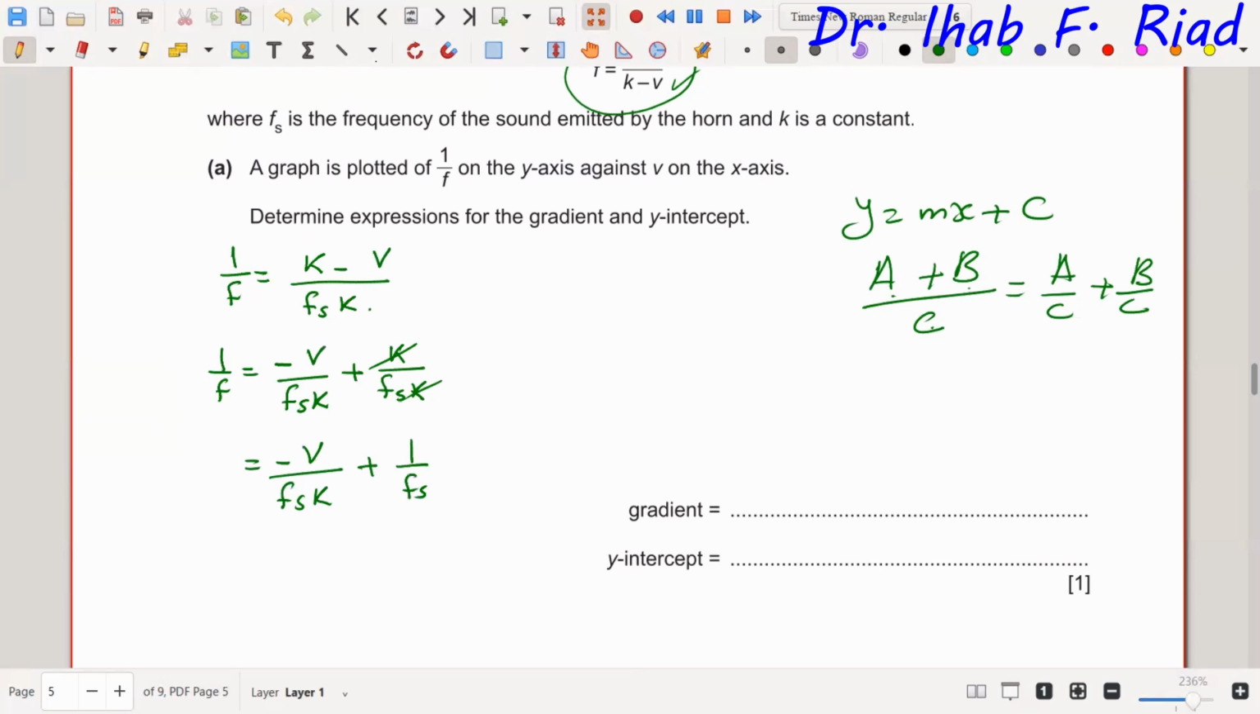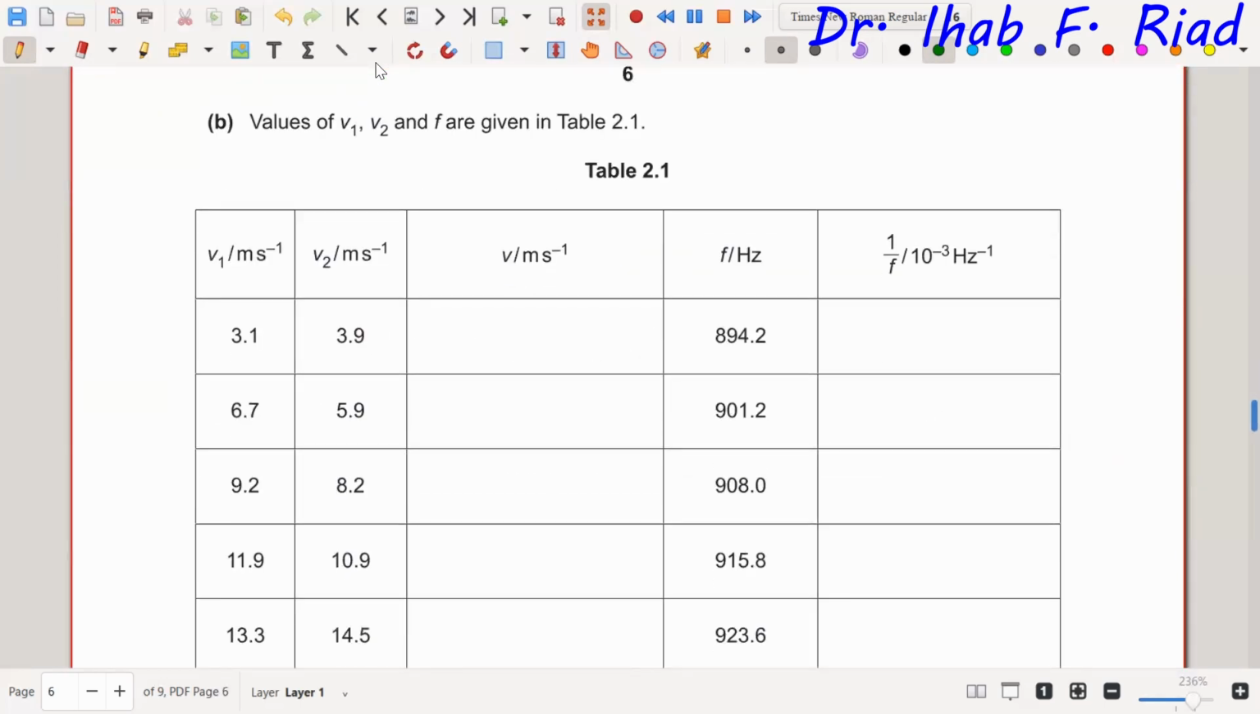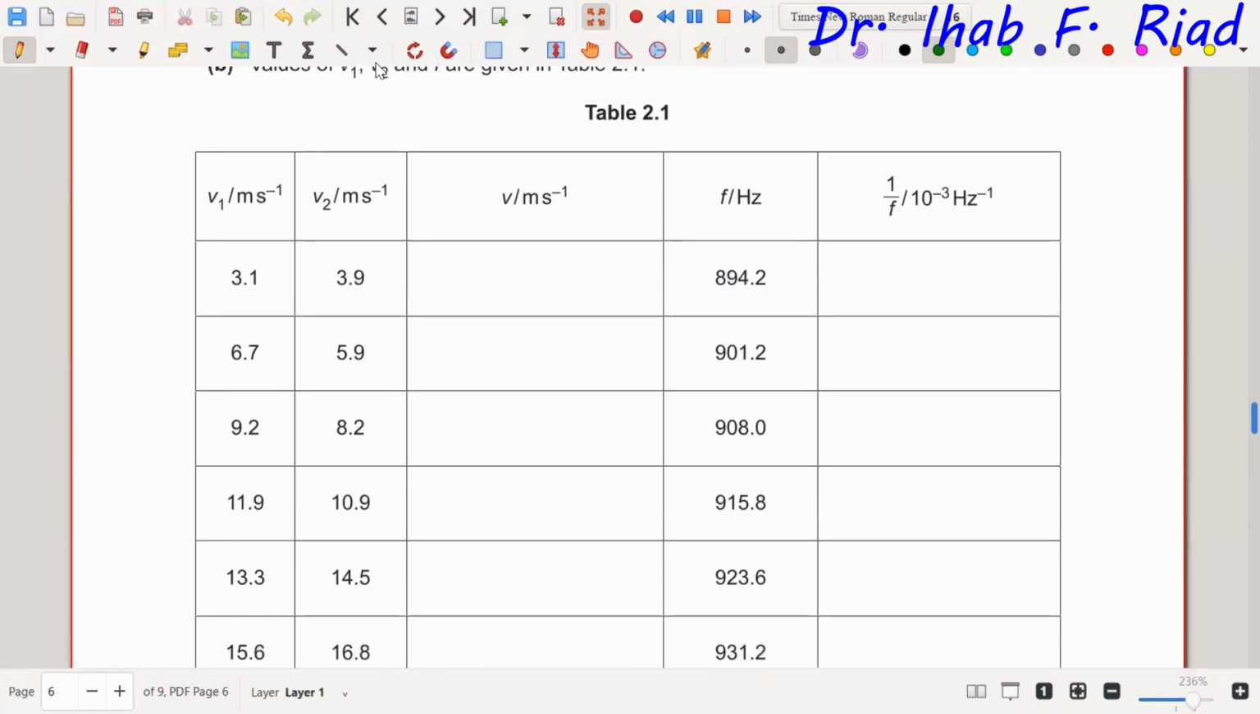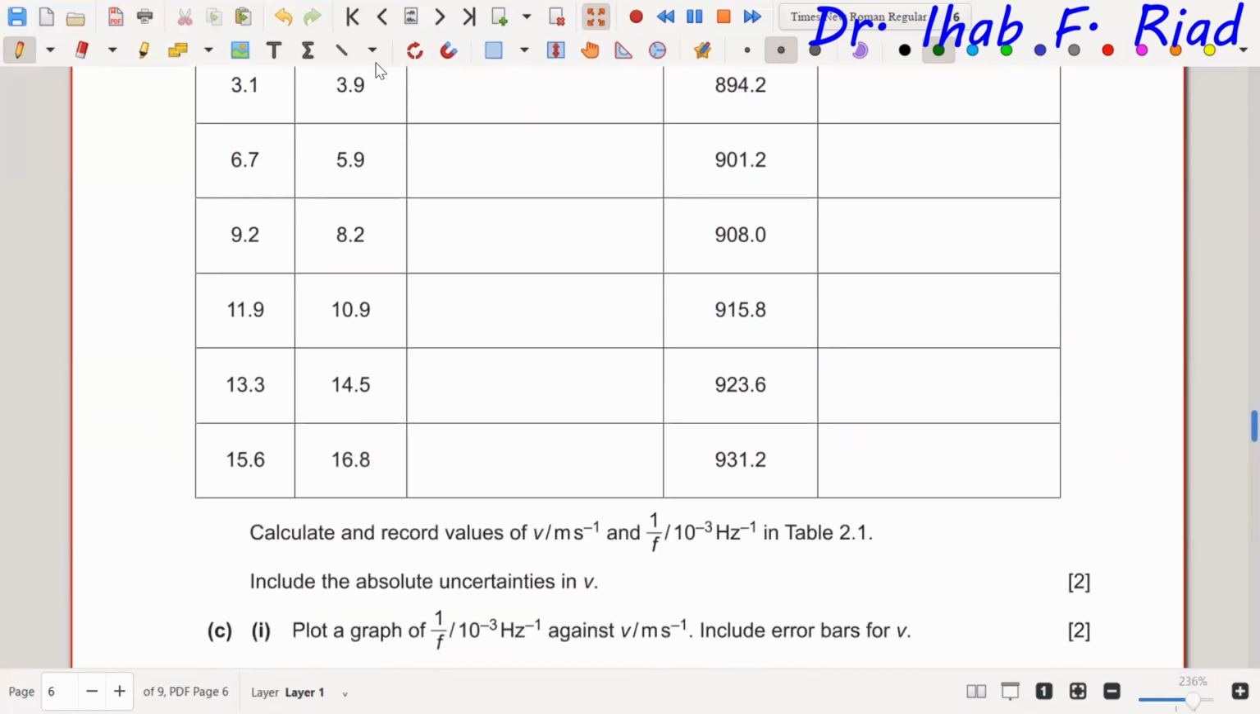So what is the gradient? Negative 1 over Fs K. Okay. What is the intercept? 1 over Fs. Now we have the values of V1 and V2 and F given in the table. Calculate and record values of V and 1 over F, including the absolute uncertainties in V, right?